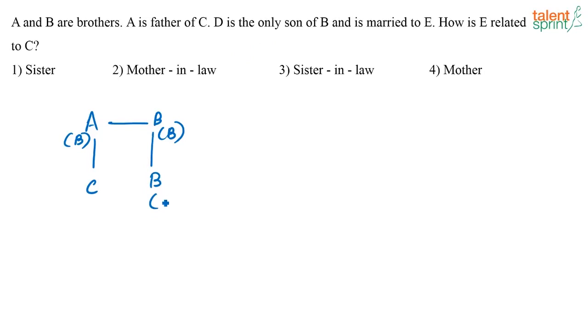So D is the son, means again a boy, right? D is the son of B and is married to E. D is married to E. So this is a male, means this has to be a female. What is the question? How is E related to C? So basically these two are cousins, or they are like brothers. So this person's wife, E, is C's sister-in-law. So the correct answer here is option 3, sister-in-law.